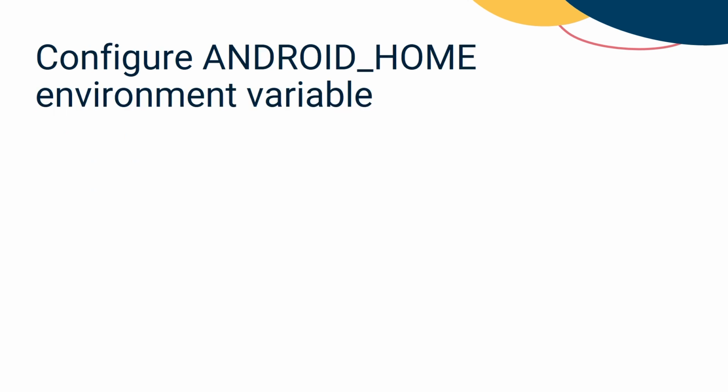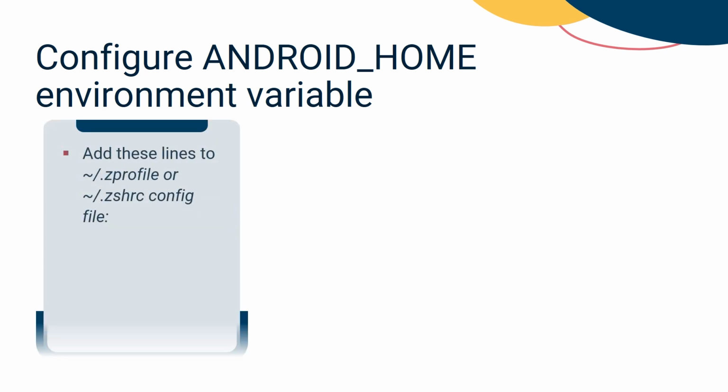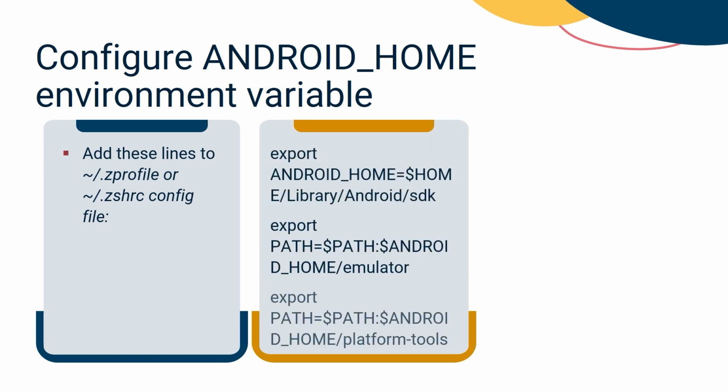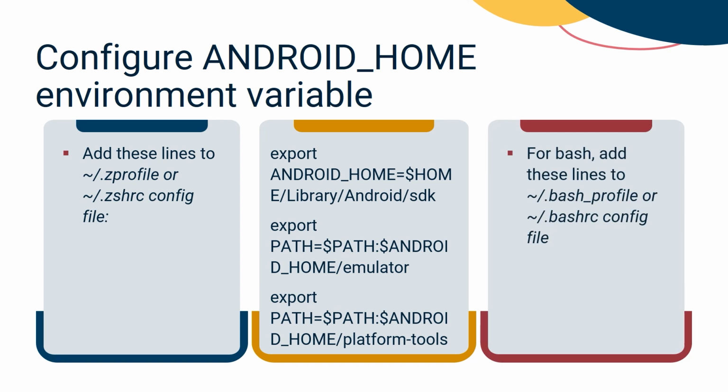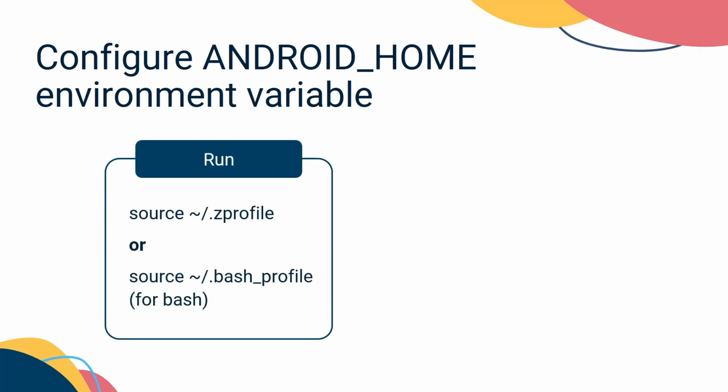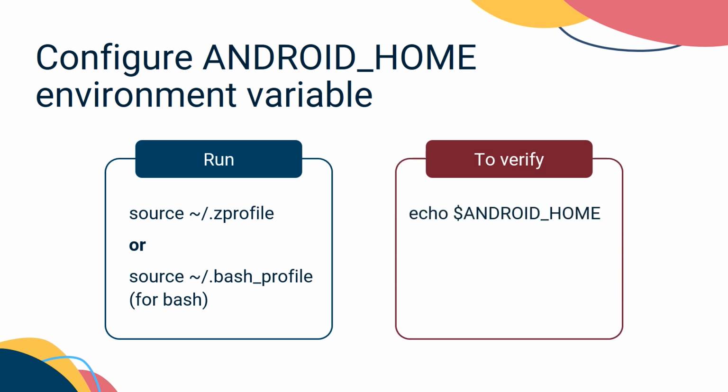The React Native tools require some environment variables to be set up in order to build apps with native code. Add the displayed lines to your ~/.zprofile or ~/.zshrc config file. If you are using Bash, then add them to the ~/.bash_profile or ~/.bashrc config file. Run source ~/.zprofile or source ~/.bash_profile for Bash to load the config into your current shell. Verify that ANDROID_HOME has been set by running echo $ANDROID_HOME and verify that the appropriate directories have been added to your path by running echo $PATH.